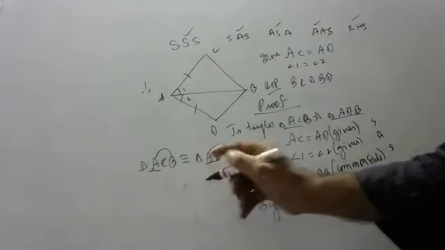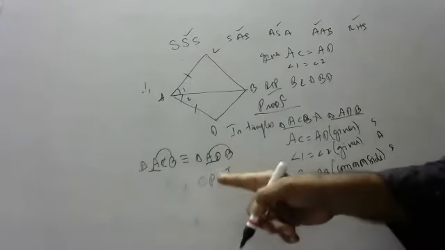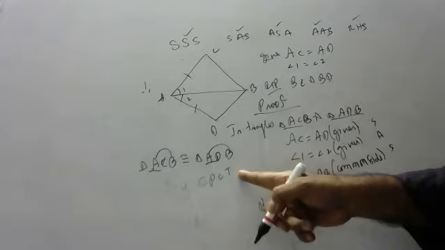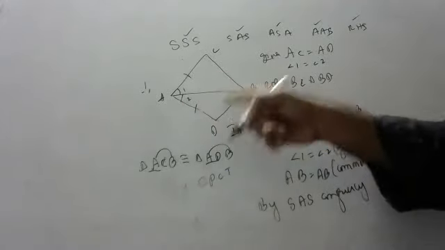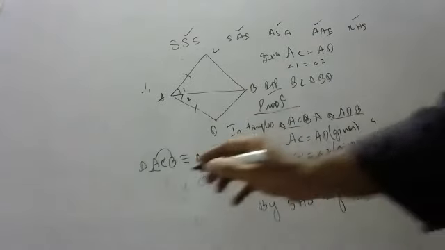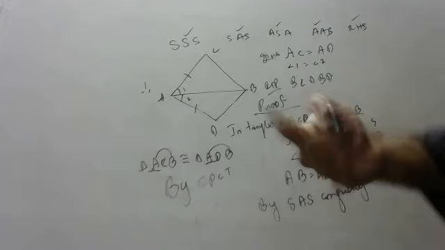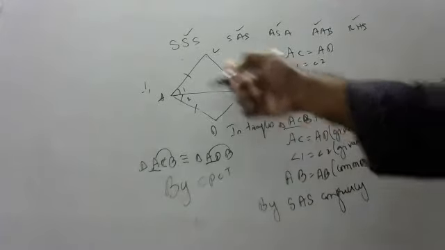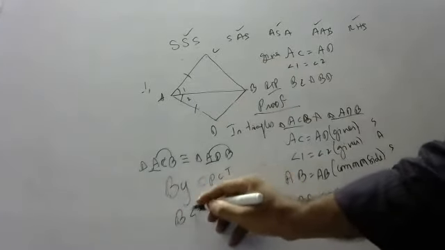By CPCT. What is CPCT, children? Corresponding parts of congruent triangles. This angle, this angle, and so on, corresponding parts of congruent triangles. By CPCT means corresponding parts of congruent triangles. What we can say, children? We can say BC is equal to BD.